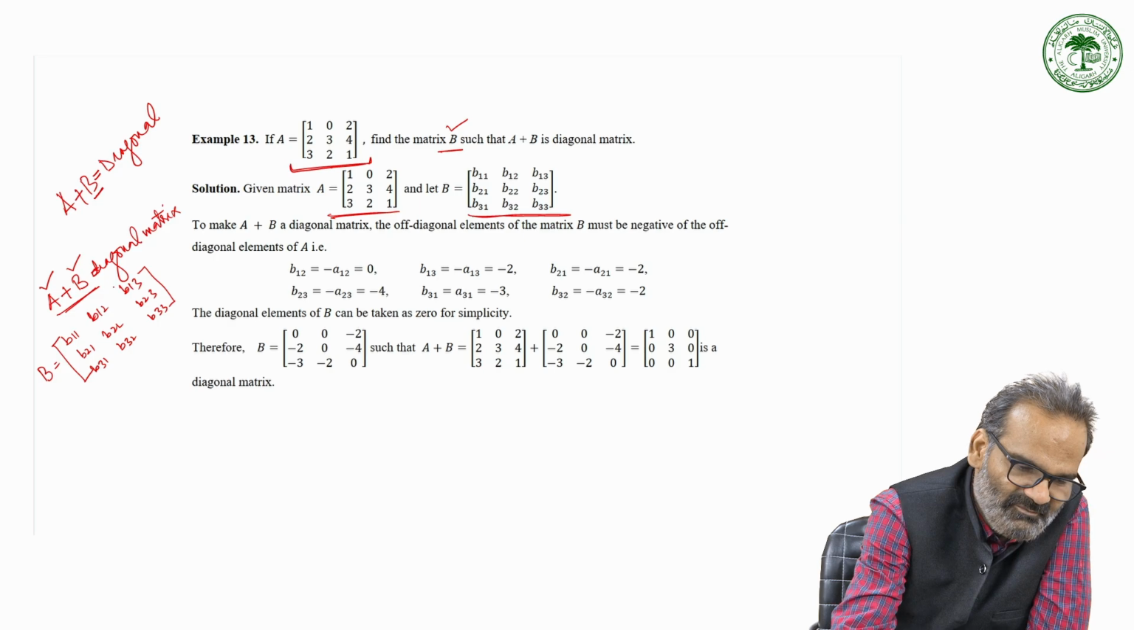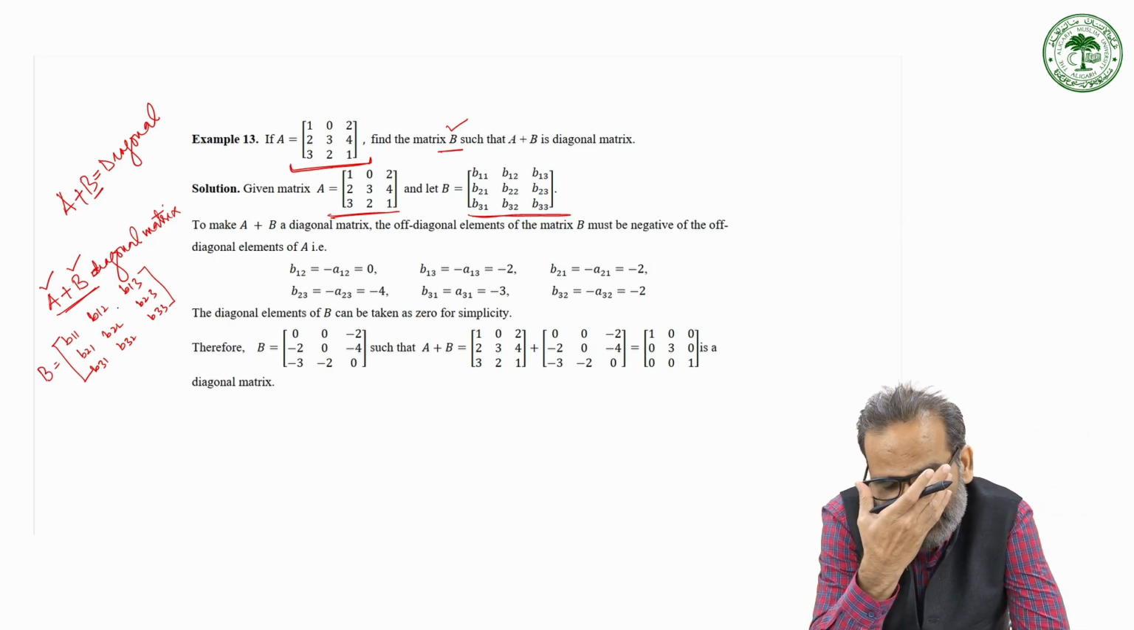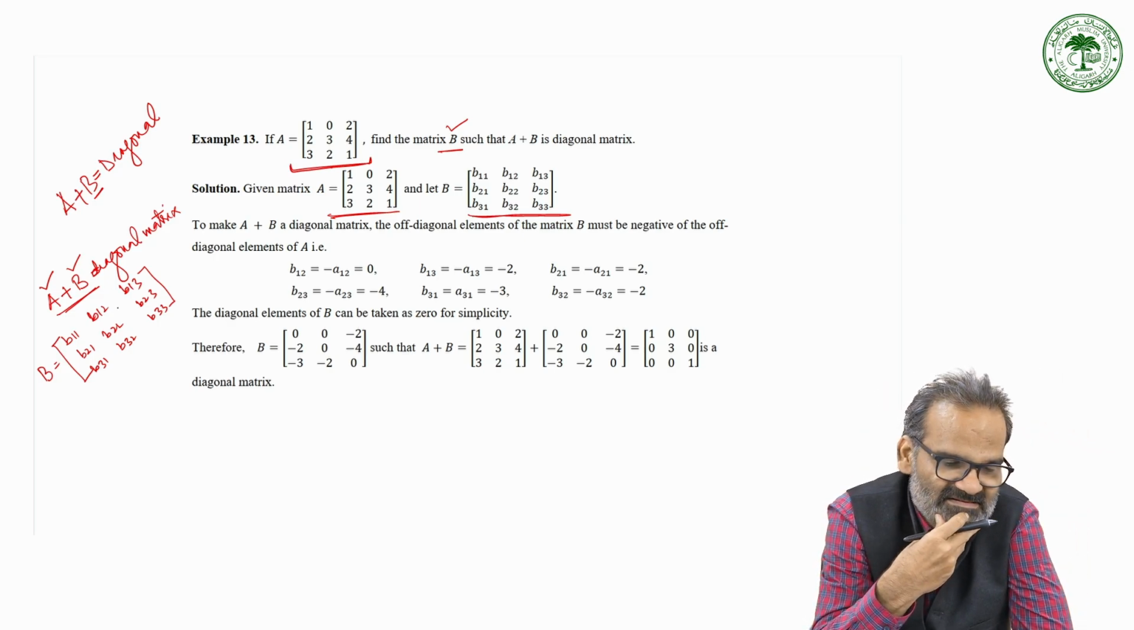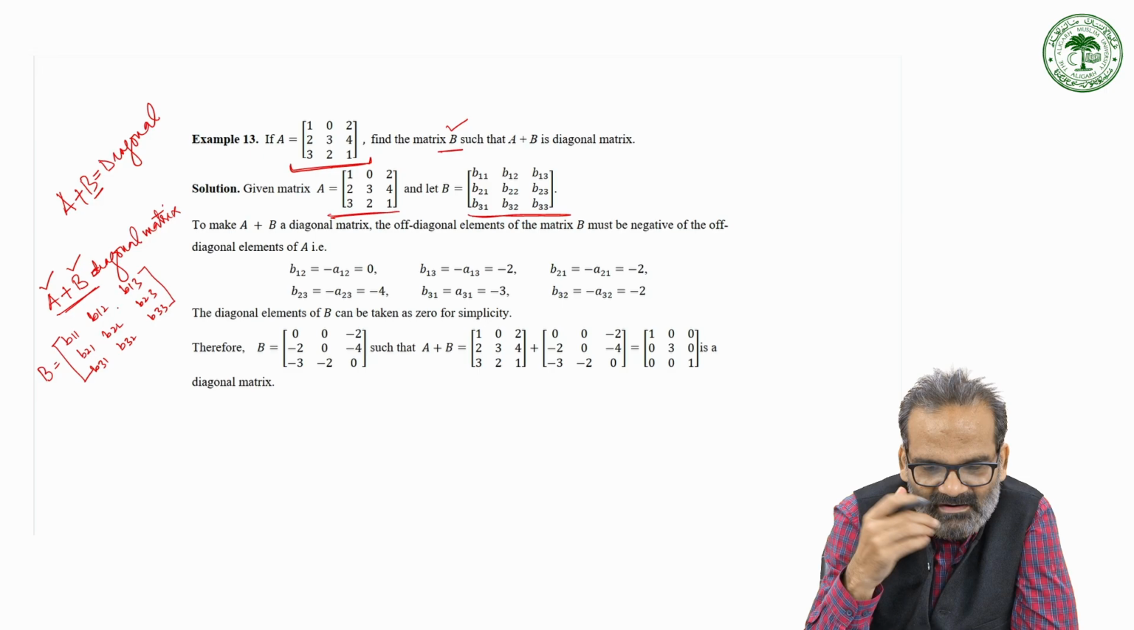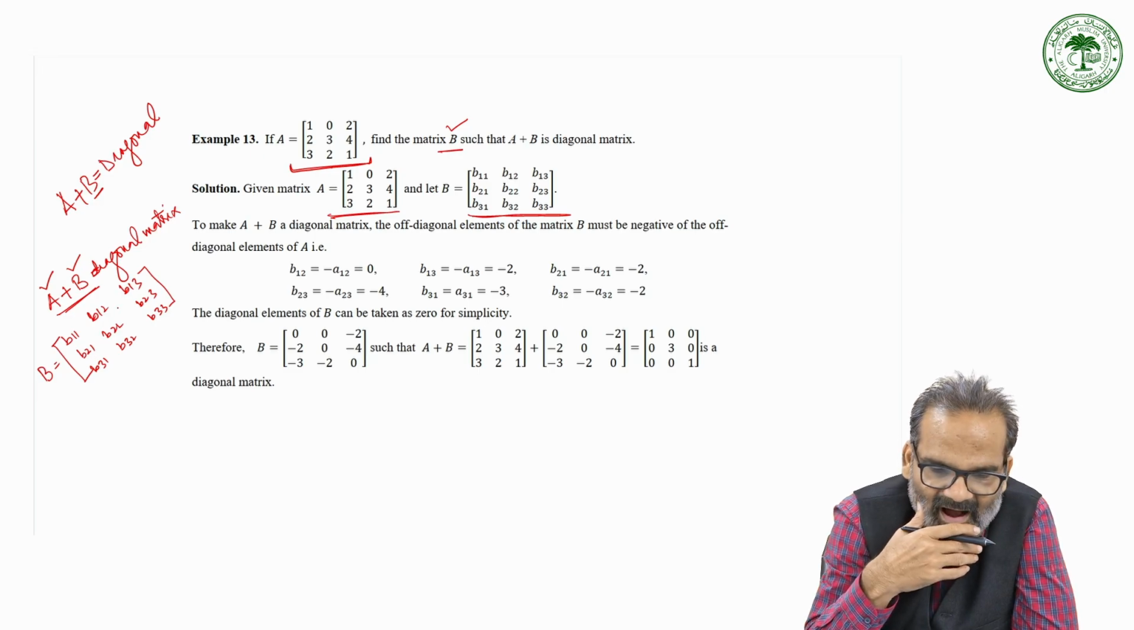What should be B? B is this. So how can we make this B diagonal? I have used only my intuition. To make A plus B a diagonal matrix, the off-diagonal elements of the matrix B must be negative of the off-diagonal elements of A.